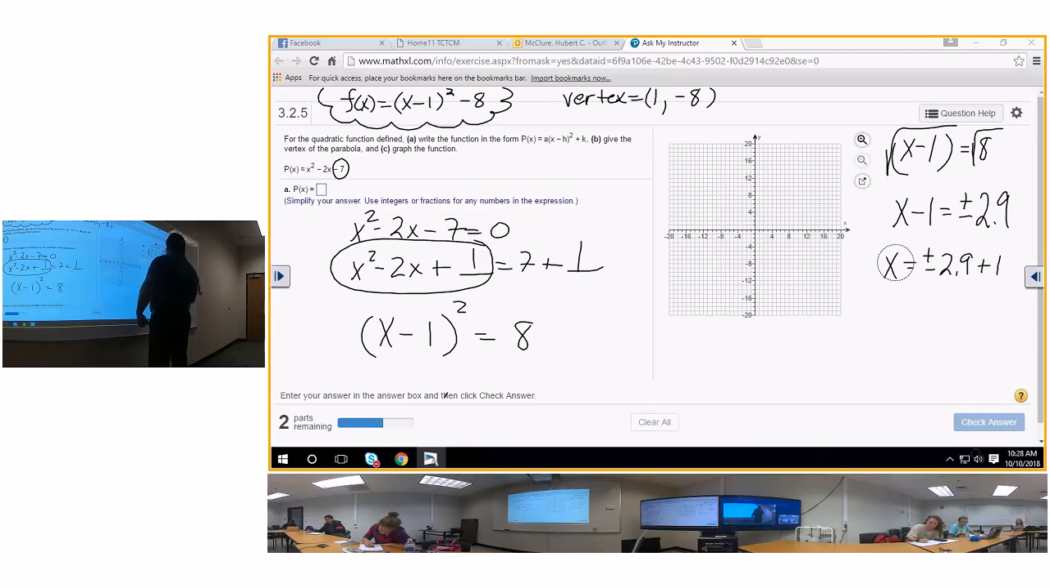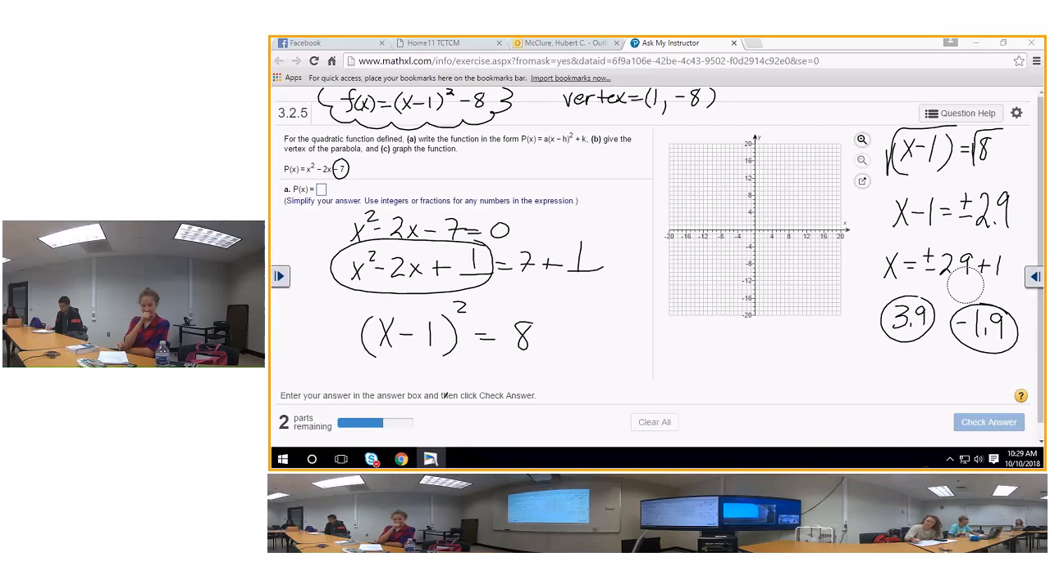And what's 2.90 plus 1? 3.90. And if you owe somebody $2.90 and you give them $1, what do you owe them? You owe them $1.90. Yep.